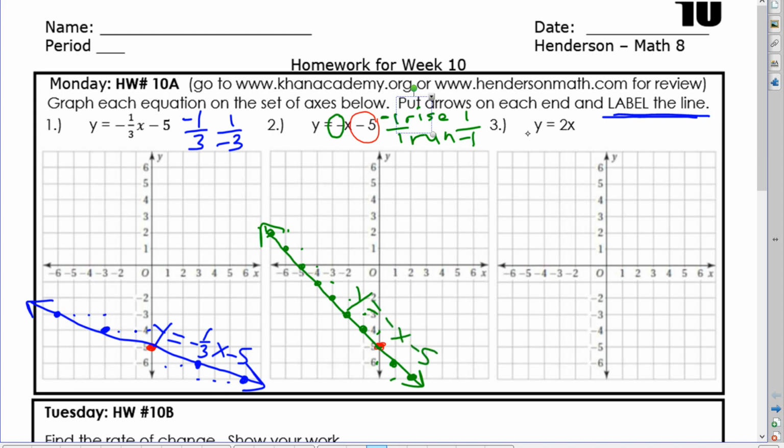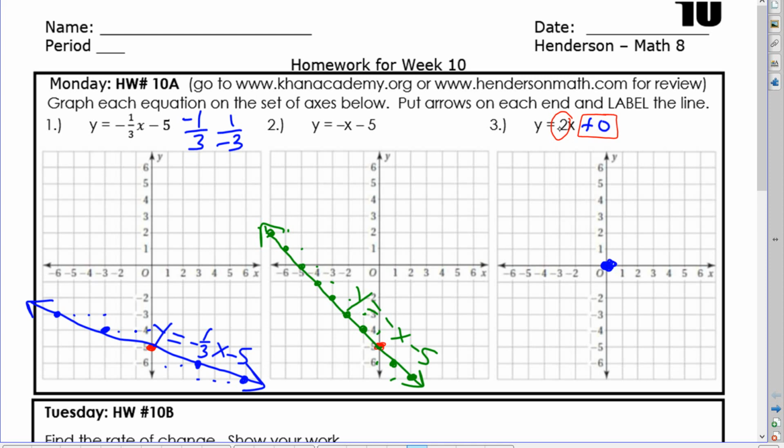Now if you look at question number 3, the linear equation is y equals 2x. And that has one number, but it doesn't have a constant at the end. So if you're missing that b value, you fill it in with an invisible 0. So that means my first point is going to be at the origin.